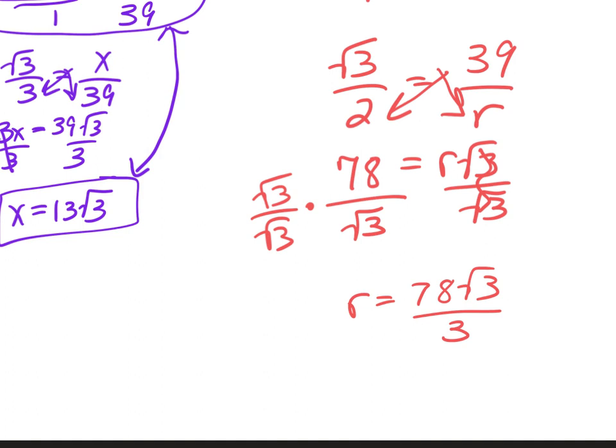Let me give you hints. Some of you are like, I don't know. Guys, what's 7 plus 8? 15, right? Does 3 go into 15? Yes, then that means 3 goes into 78. So everybody has a calculator that you're allowed to use. How many times does 3 go into 78? 26 times. So r equals 26 root 3.